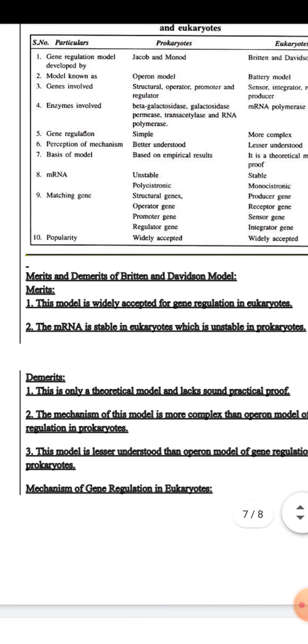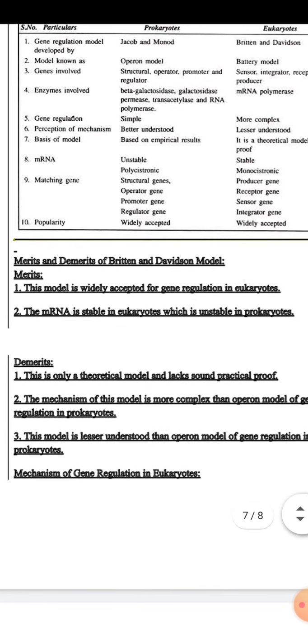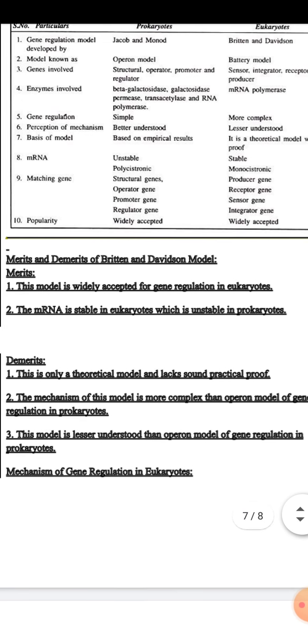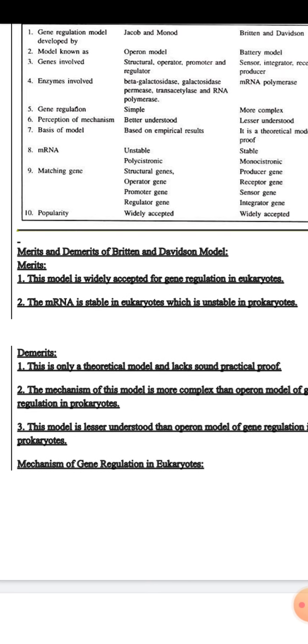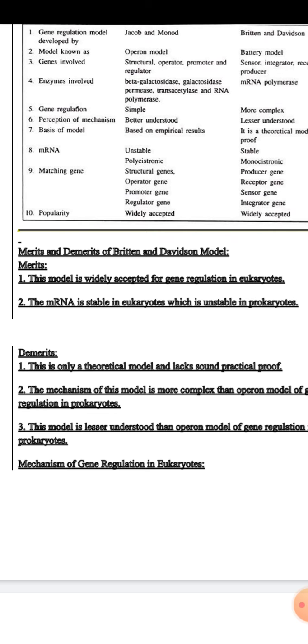Then the merits and demerits of the Britten and Davidson model. The merits are that this model is widely accepted for gene regulation in the eukaryotes, and the second is that the messenger RNA is stable in eukaryotes, which is unstable in prokaryotes. So these are the two merits of the Britten and Davidson model. Then the next are the demerits.